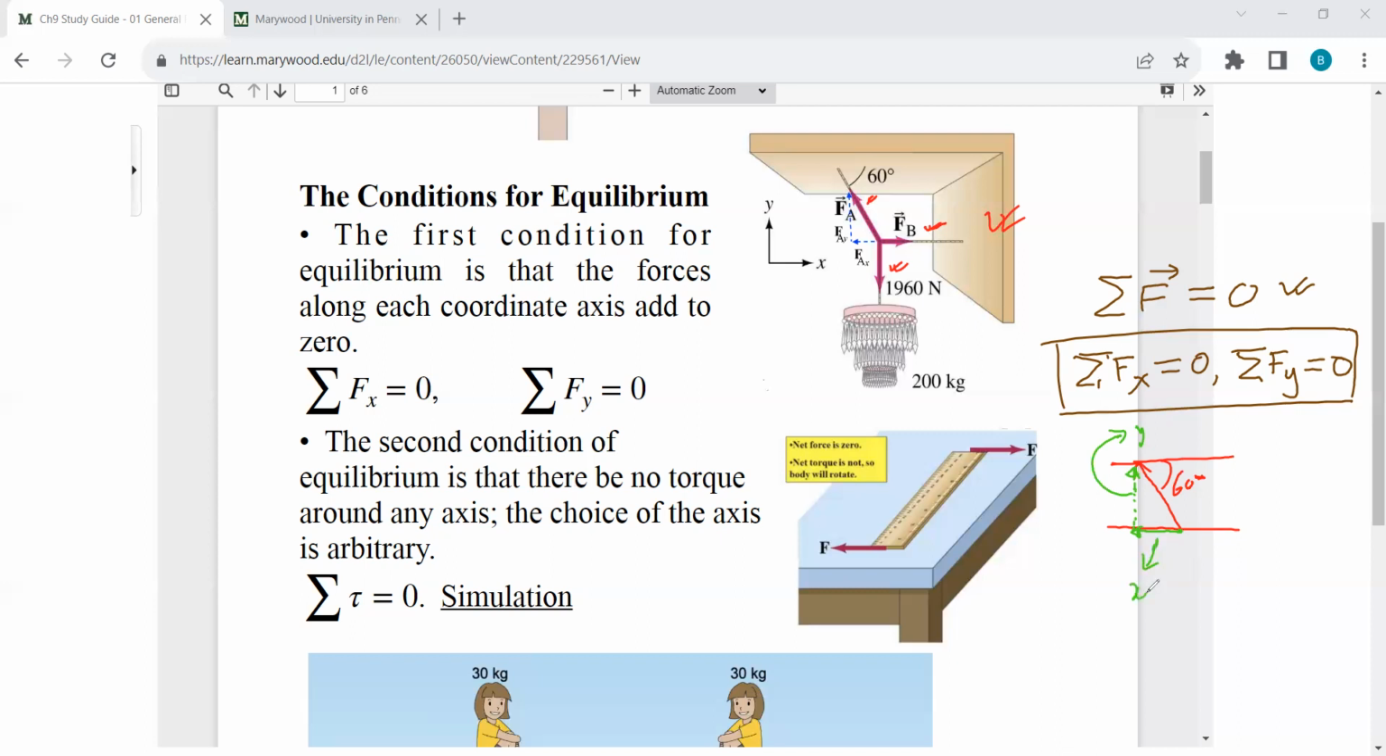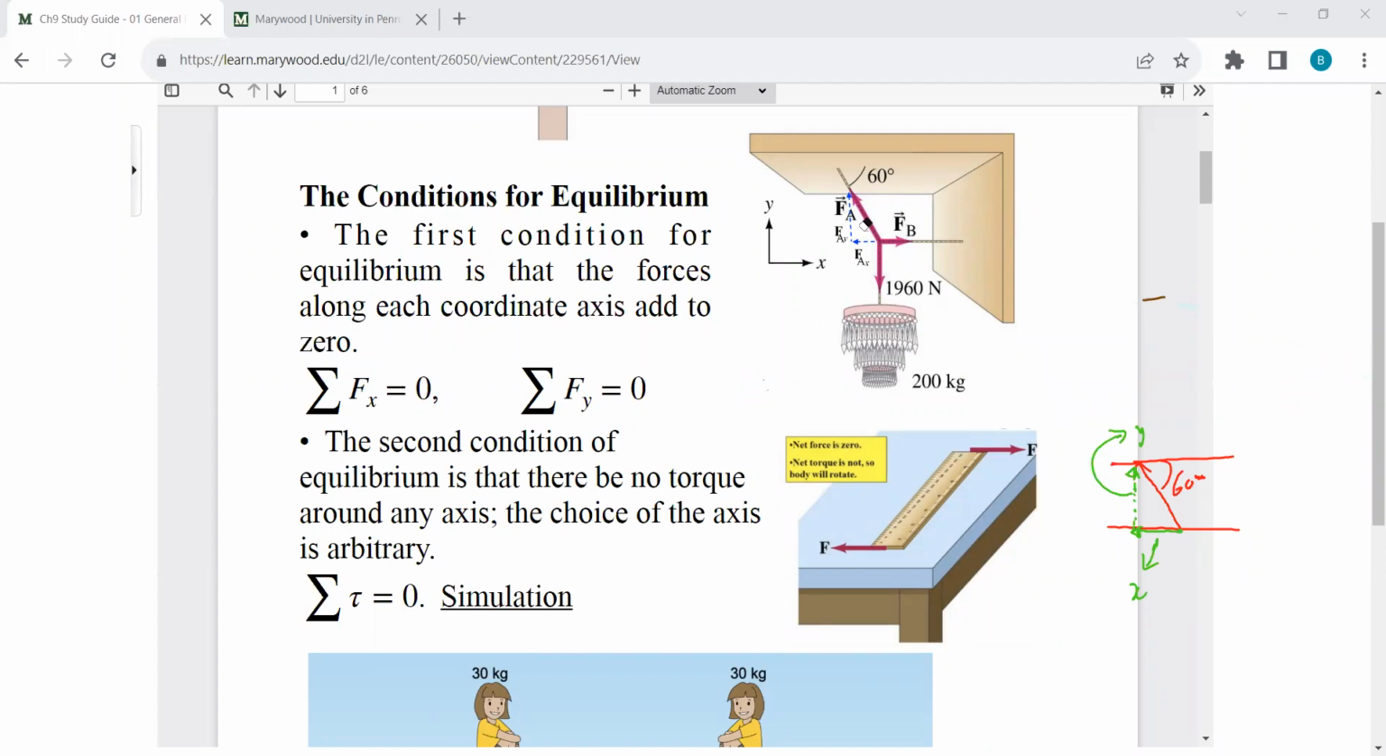Okay, so once you break this, now we have two forces along the x-axis and two forces along the y-axis. So we have to add the x forces together and the y forces together. That is the first condition of static equilibrium. We'll be solving this problem in problem solving class.